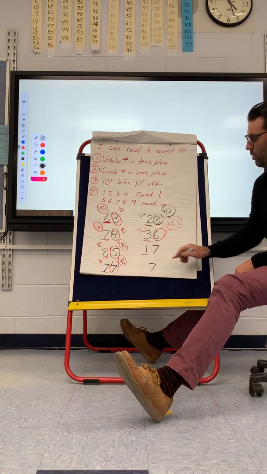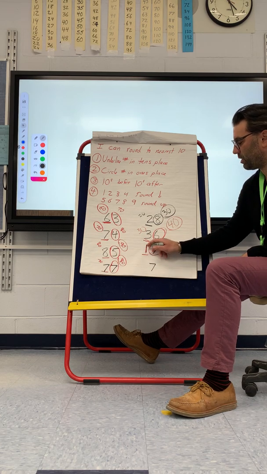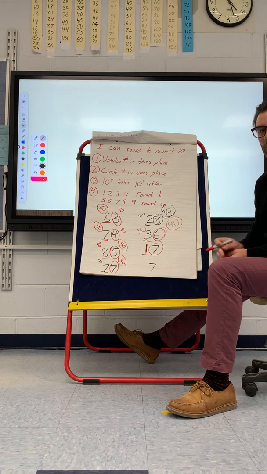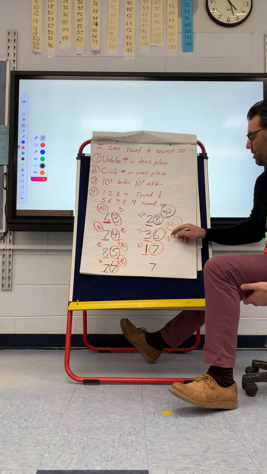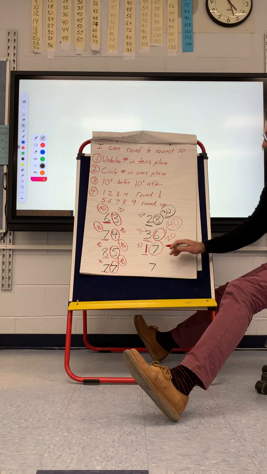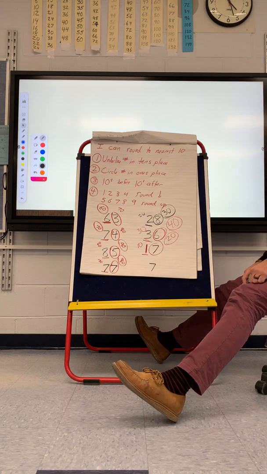17, underline the 1, circle the 7. So now this is a little tricky because it's 1. What does 1 mean? Well, it means 1 ten. Next 10 is 20, and 7 is going to go up, bigger than 5, so we'll call it 20.